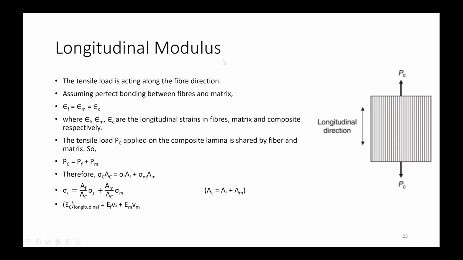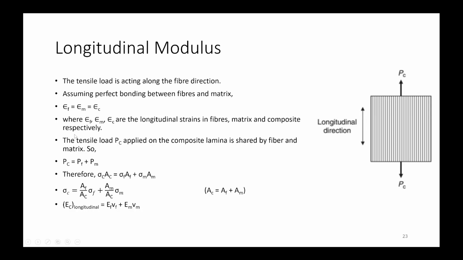Now, longitudinal modulus. When the fiber direction is like this and we are applying load also in this direction, this will be the longitudinal modulus. The tensile load is acting along the fiber direction, assuming perfect bonding between fibers and matrix. So if we are applying load in this direction, then fiber and matrix will all show similar strain. Matrix and fiber will go to a particular length, so these are all equal.